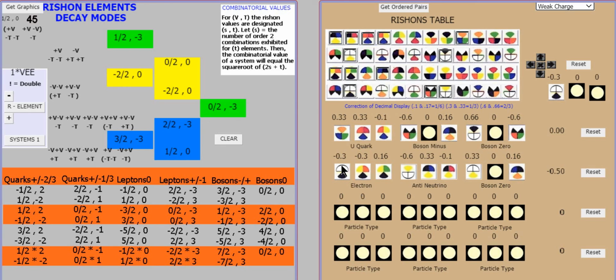On the electron, we can see the weak charge, which was left-handed, has a weak charge of -1/2. And on the antineutrino, the weak charge is also -1/2. And we can look at the boson 0, which has a weak charge of 1/2.